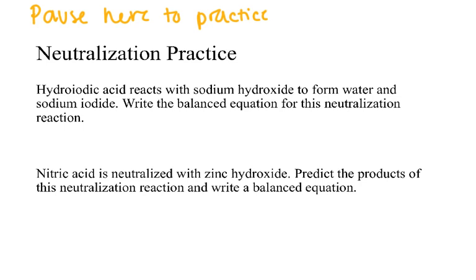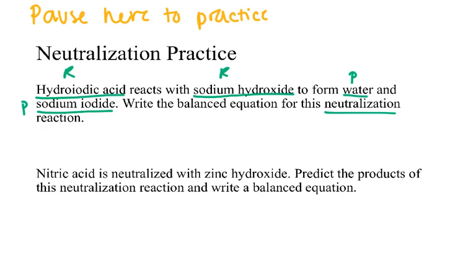All right, so you should be coming back from unpausing the video after practicing these word problems. Let's take a look. Our first one: hydroiodic acid reacts with sodium hydroxide to form water and sodium iodide. So we were given the reactants, and we were given the products. Write a balanced equation for this neutralization reaction. We were also told what the reaction type was. So let's start with our reactants.